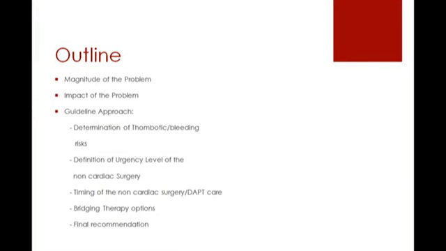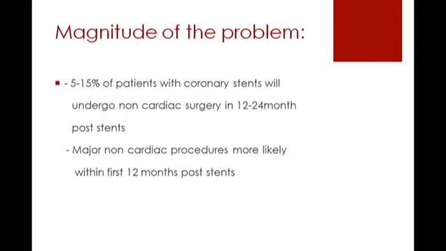The outline of this short talk is going to be basically concentrating on the magnitude of the problem, the impact of the problem on our patient and practice, and guideline approaches toward the determination of the thrombotic and bleeding risk, definition of the urgency level of the procedure or the non-cardiac surgeries, timing of the non-cardiac surgery, and double antiplatelet therapy care perioperatively. Is there any bridging therapy options available for us, for the anesthetist, for the surgeon, for the cardiologist, and final recommendation.